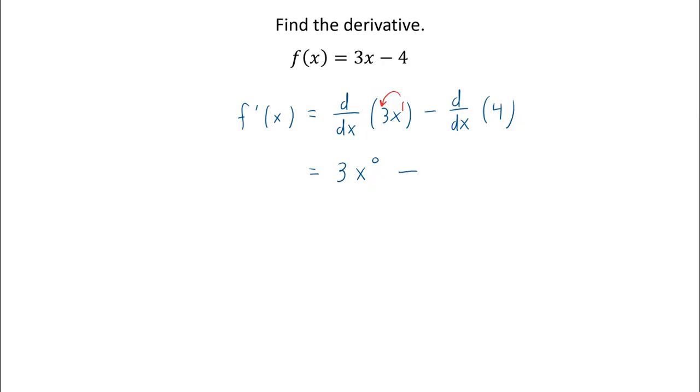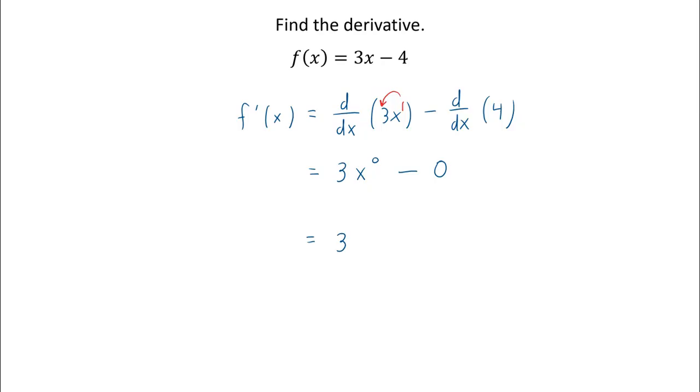And to differentiate our second term, which is just a constant, we already know how to differentiate constants. The derivative of a constant is always 0. So now we have 3x to the 0 power minus 0. Now let's simplify by restating x to the 0 as just 1. So really that 3x to the 0, because any number raised to the 0 power is 1, is really just 3 times 1, which is 3, and 3 minus 0 is 3. So the derivative of 3x minus 4 is 3.